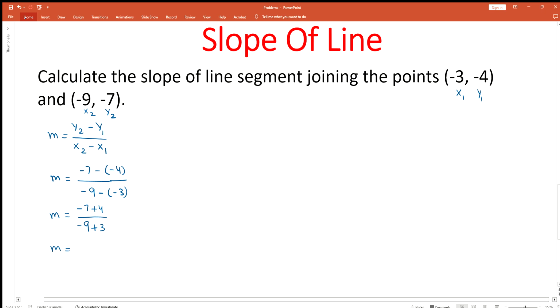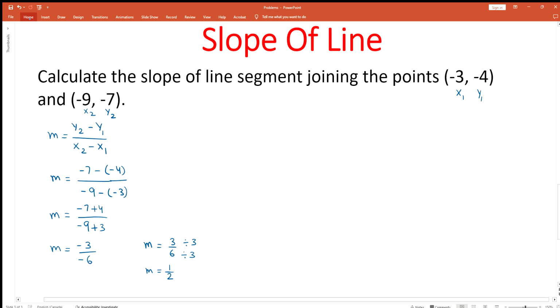-7 plus 4 is equal to -3. The negative signs cancel each other out. I get m equals 3 over 6. We can reduce this fraction by dividing both 3 and 6 by 3. I get m equals 1 over 2. So the slope of the line segment is 1 over 2. This should be the final answer for this problem.